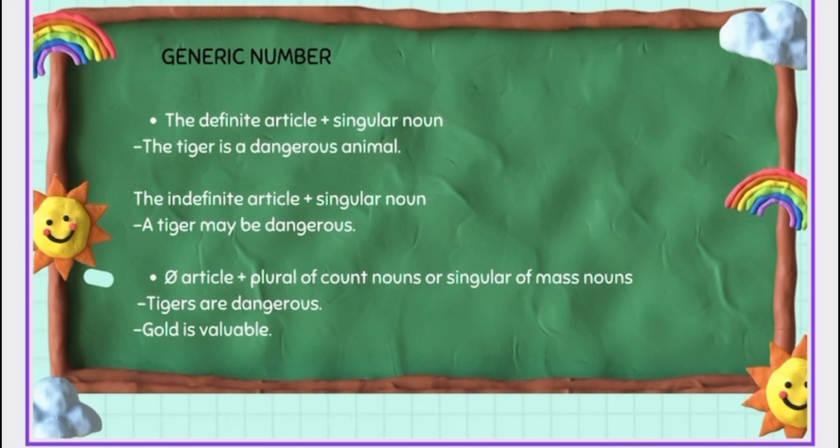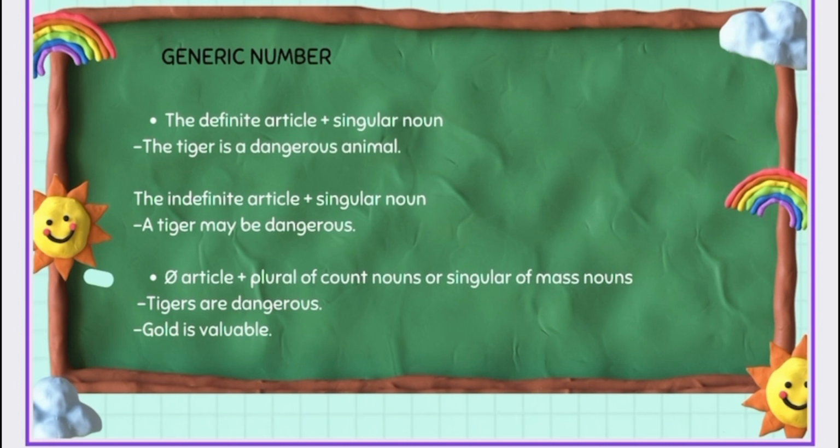Generic number is a grammatical concept that refers to the use of a word or phrase to refer to a general class or category of things rather than to a specific individual or group. For example, the sentence dogs are animals uses the generic number plural to refer to all dogs rather than to any specific dog.